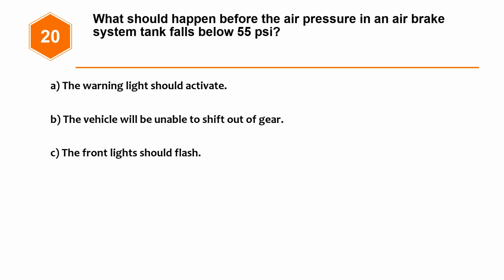Question 20. What should happen before the air pressure in an air brake system tank falls below 55 psi? Option A. The warning light should activate. Option B. The vehicle will be unable to shift out of gear. Option C. The front lights should flash.